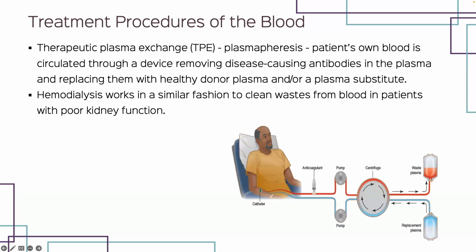Therapeutic plasma exchange or a plasmapheresis. So you use your own blood that's circulated through a device to basically act as a kidney or a liver to help remove any disease, and then they'll put it back in. It's going to be pretty similar to your hemodialysis, where it cleans the waste from the blood with your poor kidney function.